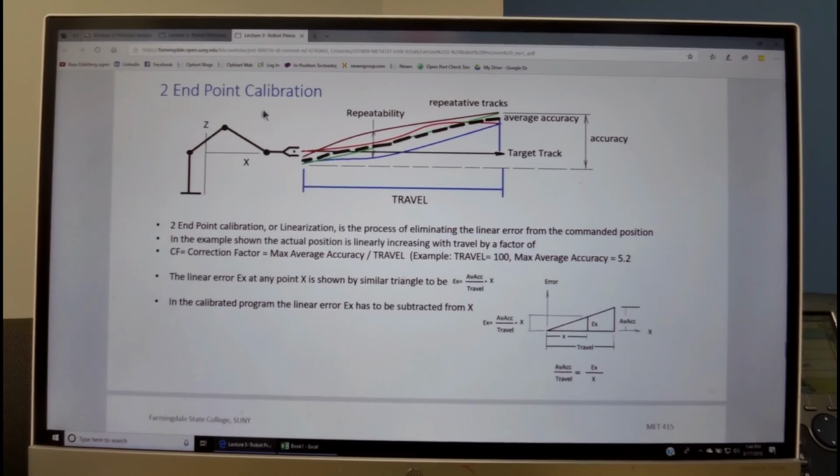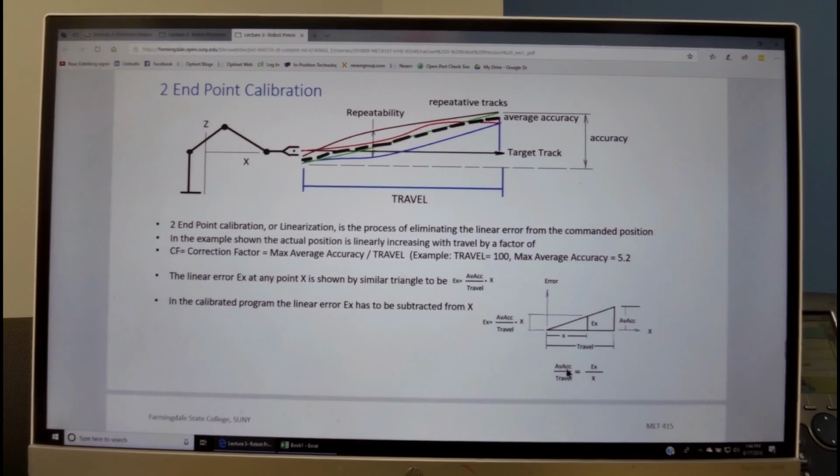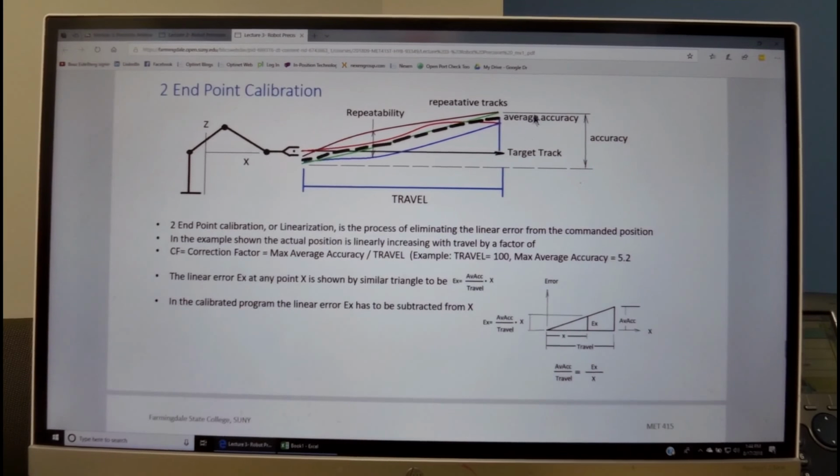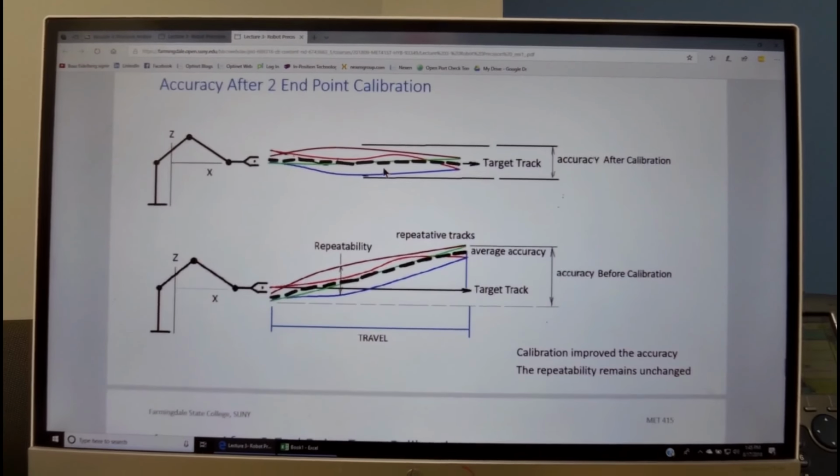So these are the basic definitions, and we could use this information in order to do two endpoint calibration for this particular path. If we know the total accuracy and we know the travel, we can calculate the slope of accuracy divided by the travel. Then if we multiply the slope times each one of the positions that we send the robot to, we can deduct the portion which is relative to the slope of that line, and in that way we will remove the average accuracy.